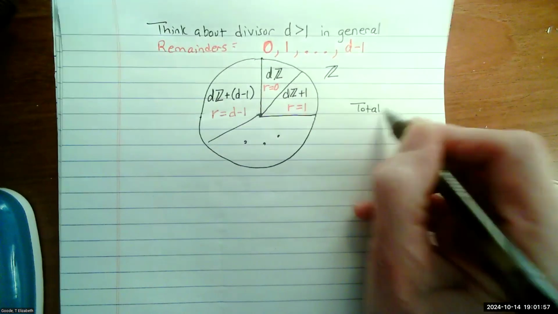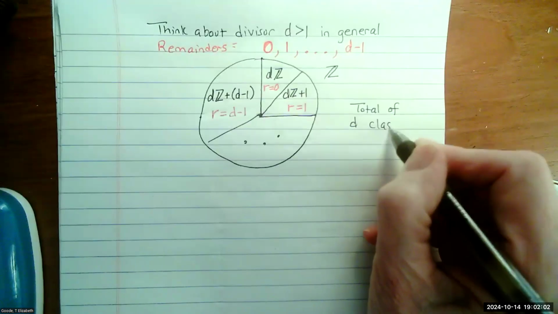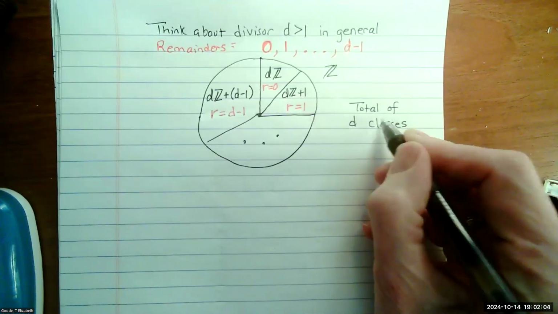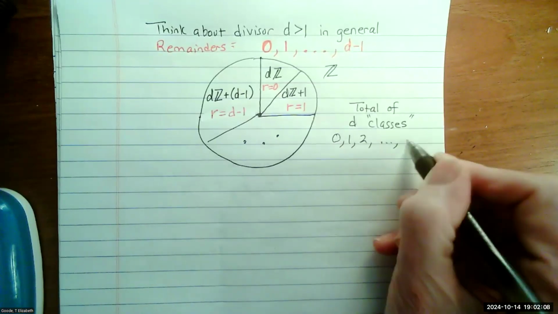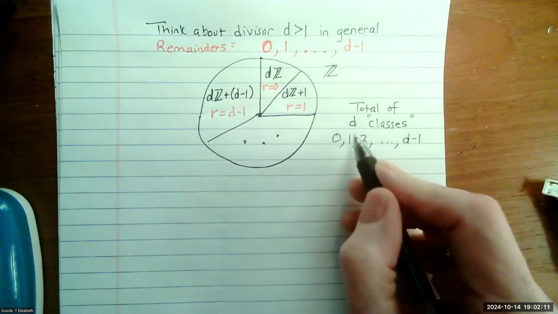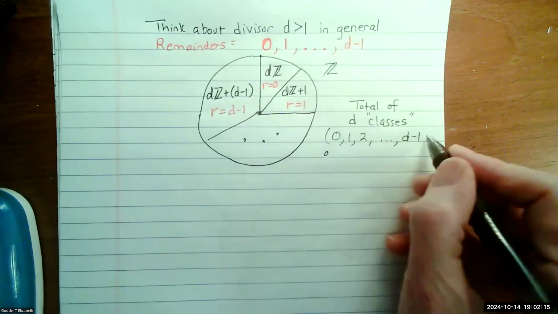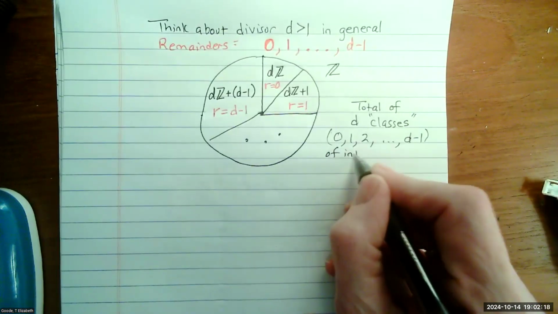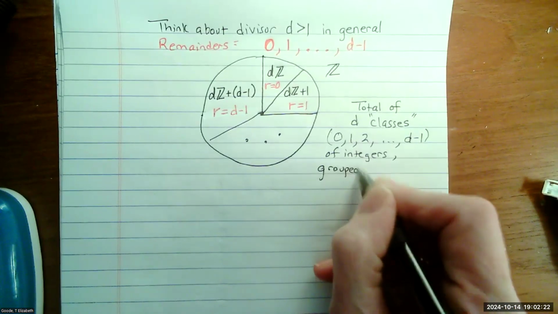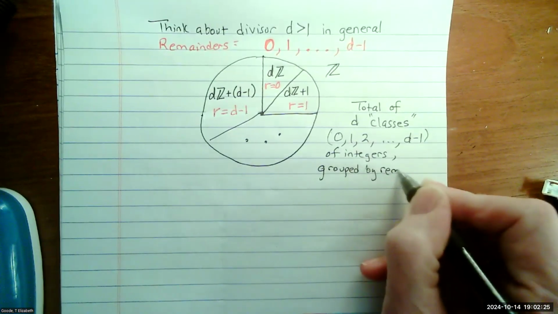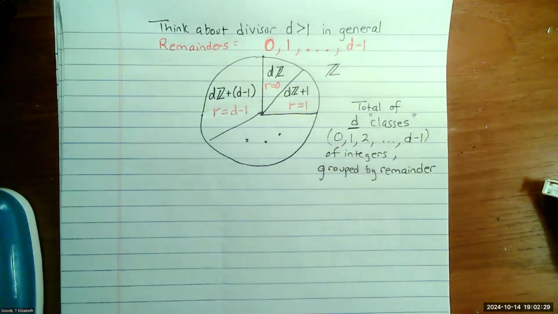And there's an error in the notes that are posted. It's a total of D classes, not D minus 1. 0, 1, 2, up to D minus 1. Because we have the 0, it's a total of D classes. So I'll correct the notes of integers grouped by remainder. Yeah, that's a bad little typo that I put in there. It's D classes, not D minus 1.